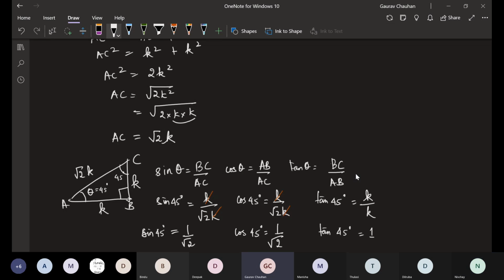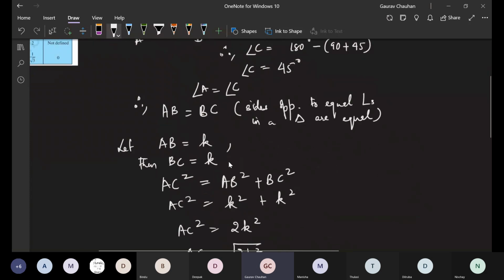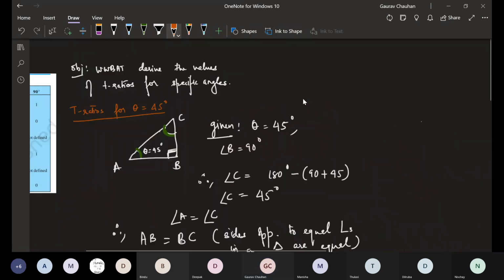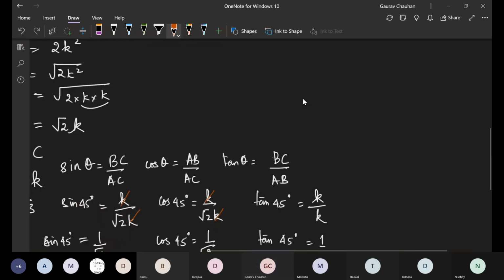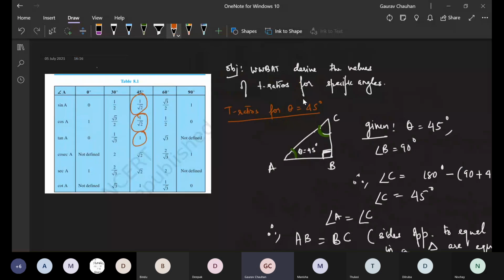Now I want you to check in your sheet, check in your table. Is this matching? Sine 45 is 1 by root 2, cos 45 is 1 by root 2, tan 45 is 1. Okay, we got these exact values. We are clear about how these values came. Any doubts so far? Everyone good?